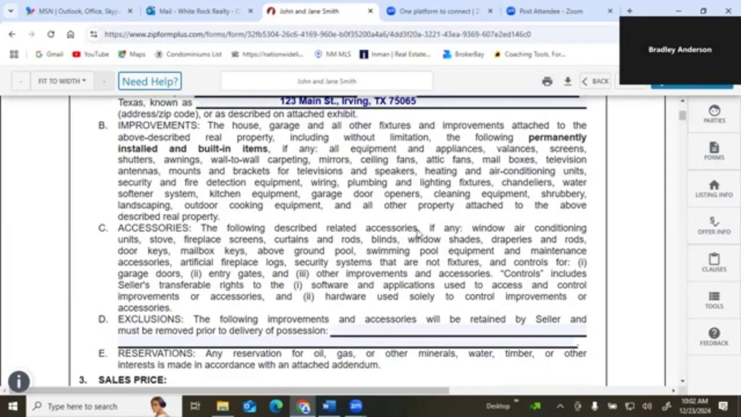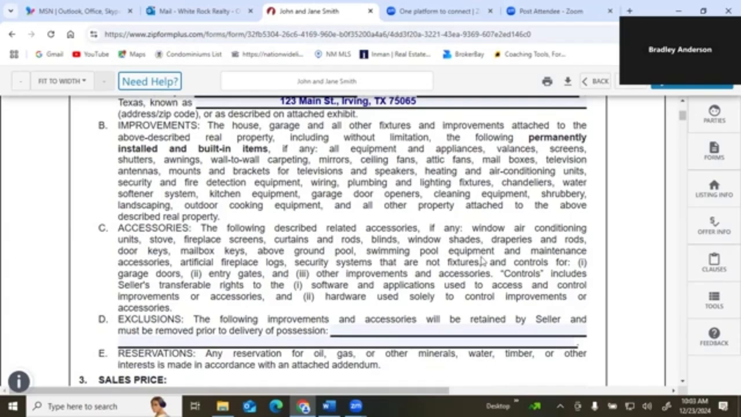The following described related accessories, if any, okay, they stay: window air conditioning units, stove, fireplace screens, curtains and rods, blinds, window shades, draperies and rods, door keys, mailbox keys, above ground pool. I mean, can you believe that this actually has to be mentioned? Swimming pool equipment, maintenance accessories, artificial fireplace logs. This is only in here because someone took them at one point.